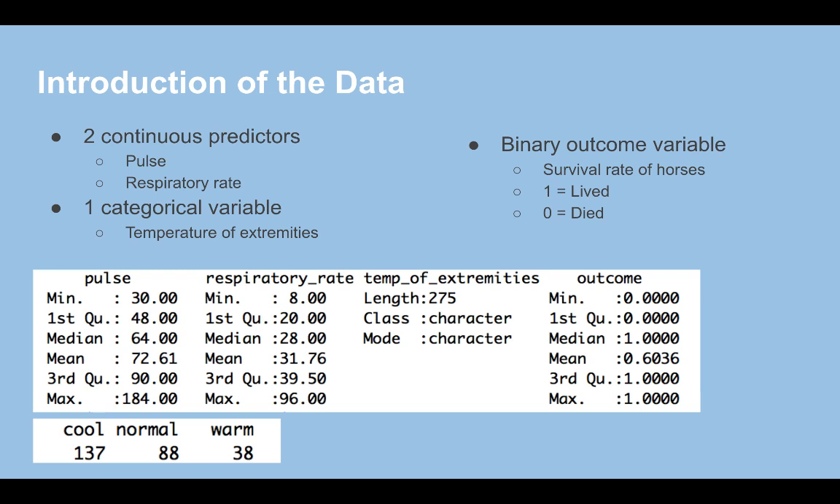So we have two continuous predictors, pulse and respiratory rate, and we have one categorical predictor, which is temperature of the extremities of the horse. And this categorical predictor has three groups, cool, normal, and warm. And we have our binary outcome variable, which represents the survival rate of horses. So 1 represents if the horse lived, and 0 represents if the horse died.